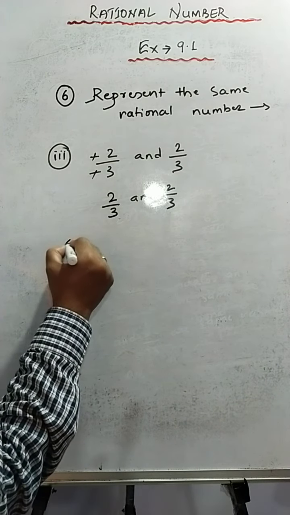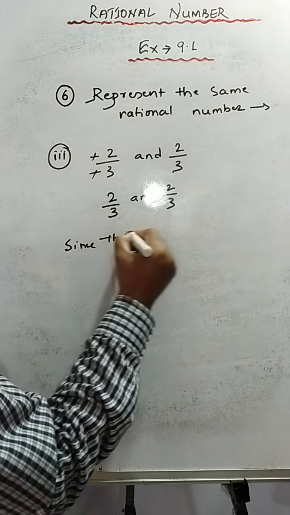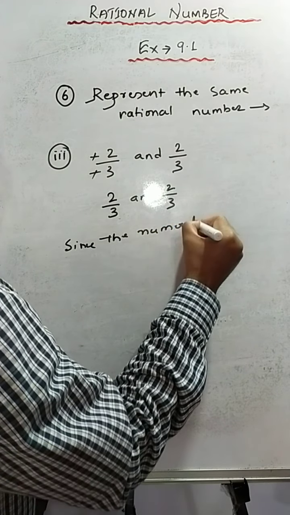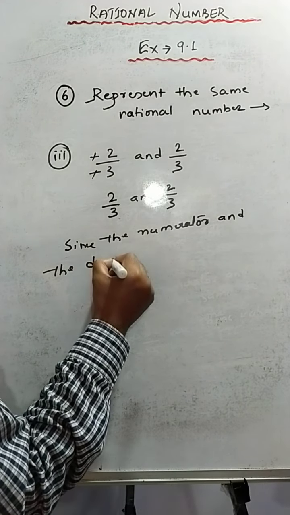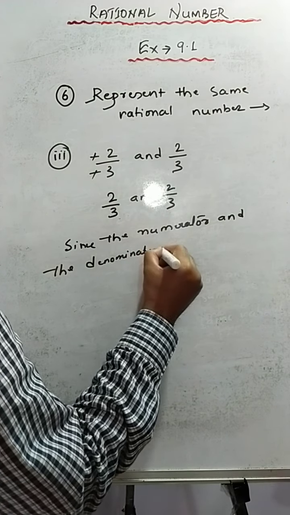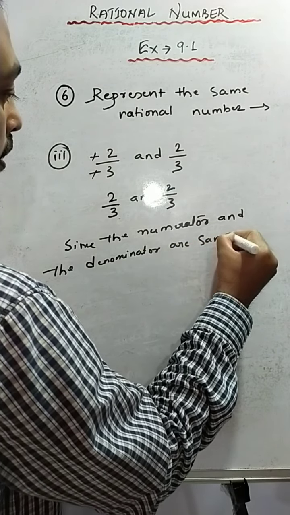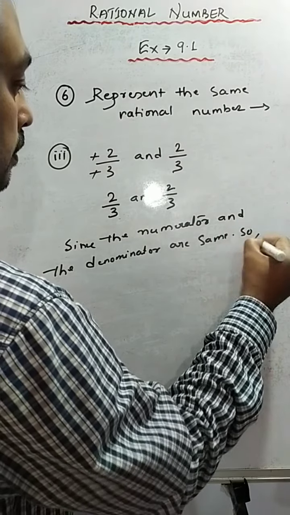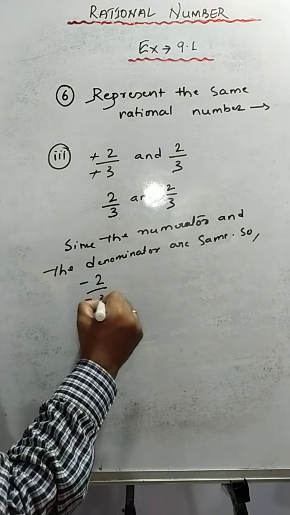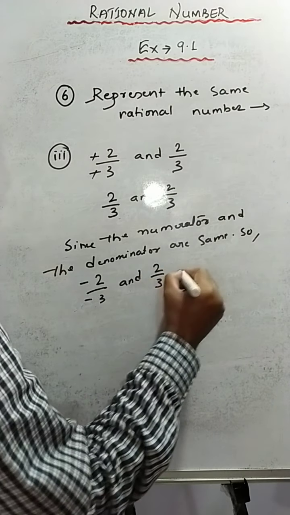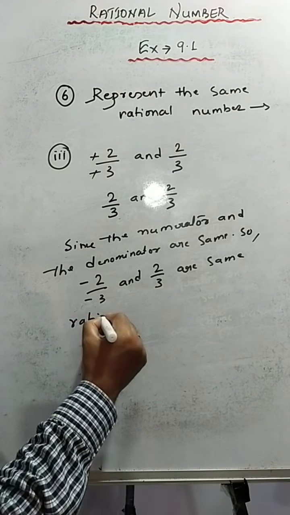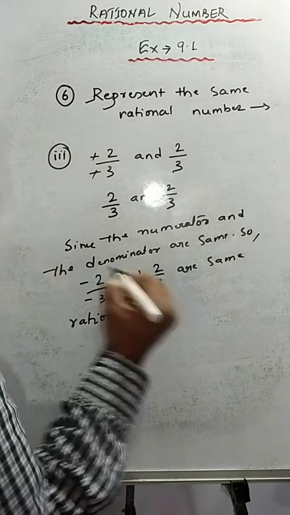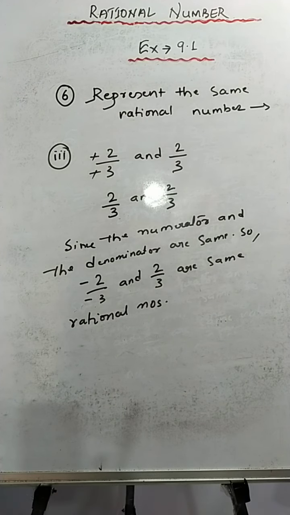Fine. So what we have to write? We write since the numerator and the denominator are same, so minus 2 by minus 3 and 2 by 3 are same rational numbers. Okay, this was very easy. Fine. So let's move on to sum number 4.